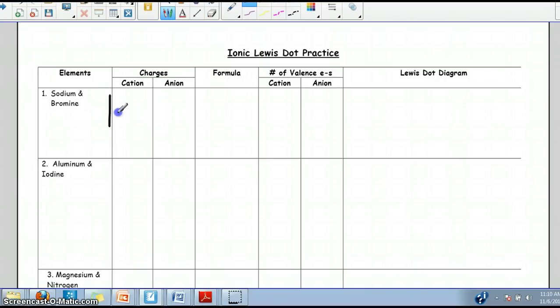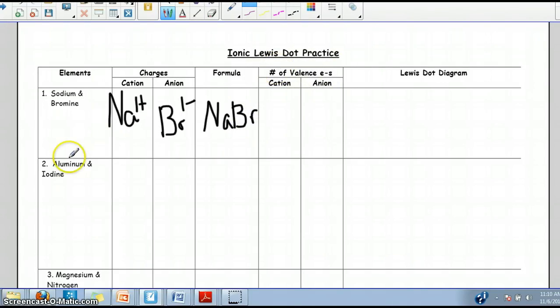Sodium is going to be the cation because he's positive, and he has a 1+ charge. And bromine's going to be the anion, and he's going to have a 1- charge. When we get to our formula, we're going to swap and drop our charges, and we're going to end up with NaBr. Okay, now it wants to talk about valence electrons.